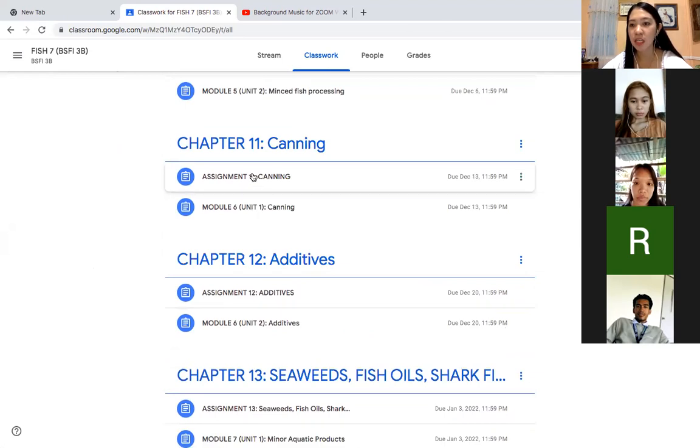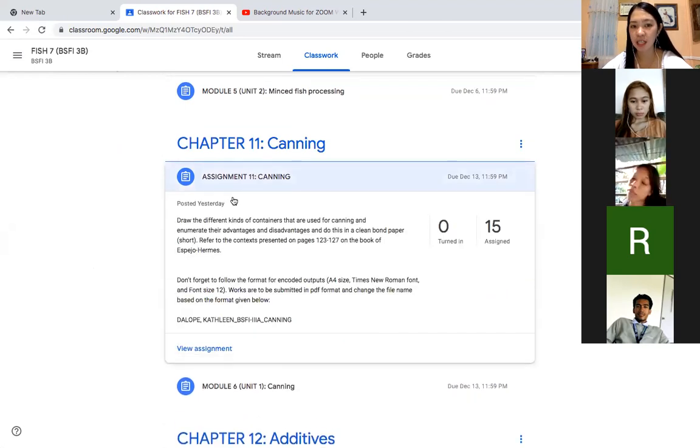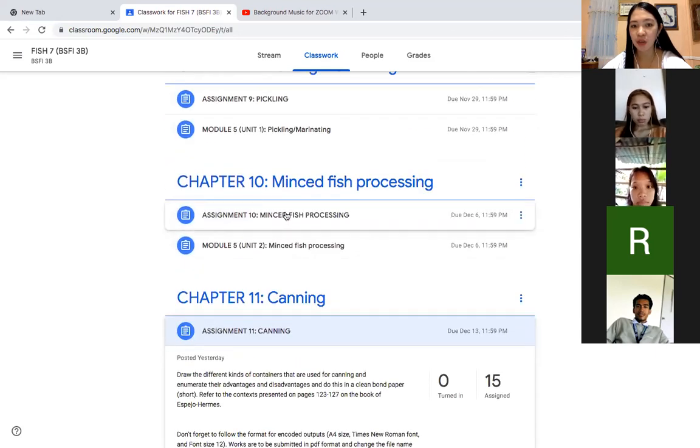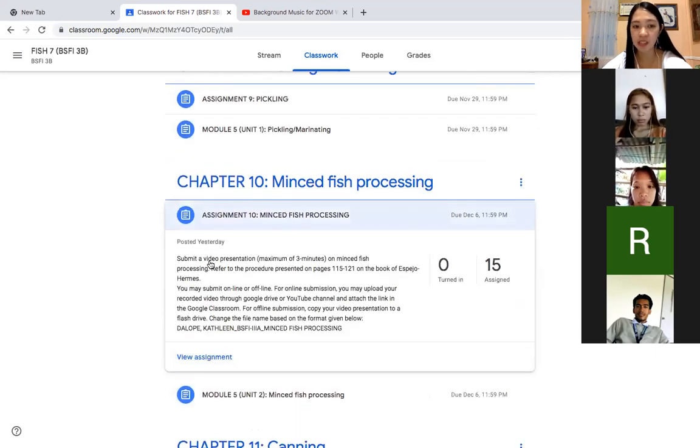So, for example here, yung sa laboratory activity natin, drawing. Ito, draw the different kinds of containers. So, drawing yan siya, class. How about yung video processing? Ito, minced fish processing. You need to submit a video presentation maximum of 3 minutes. 3 minutes lang on minced fish processing.